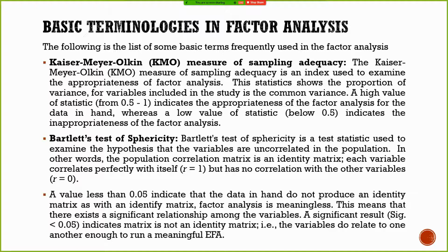So a value less than 0.05 indicates that the data in hand do not produce an identity matrix. So what you need is a value less than 0.05. This means that there is a significant relationship between the variables that you have put in for exploratory factor analysis. Now if there is relationship, those can be grouped together, just like in normal life we are grouped according to our relationships. Same is the case with your variables. They are grouped according to their relationships. So if you haven't got a significant result, that's a problem. But if you get a significant result, you have passed this test and you're good to go for exploratory factor analysis.